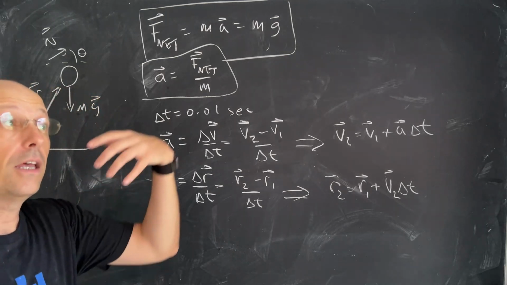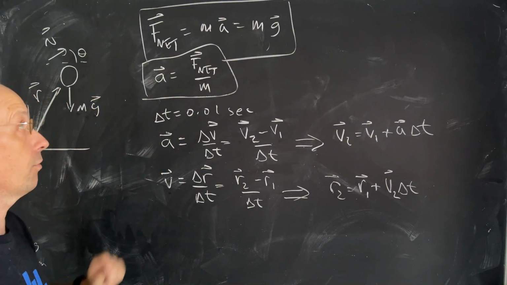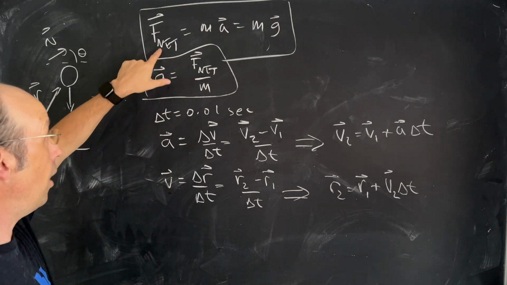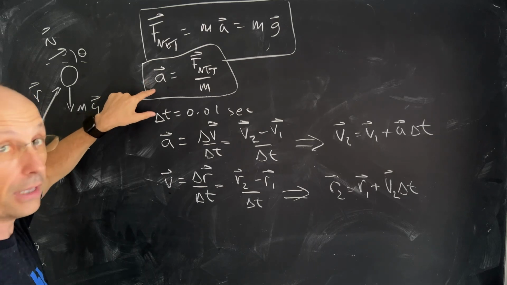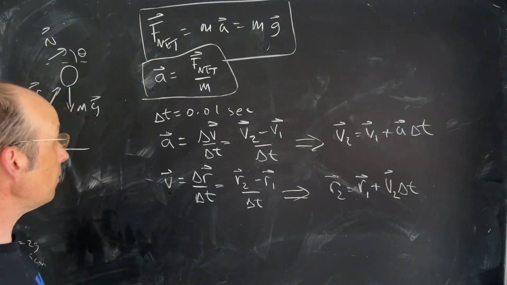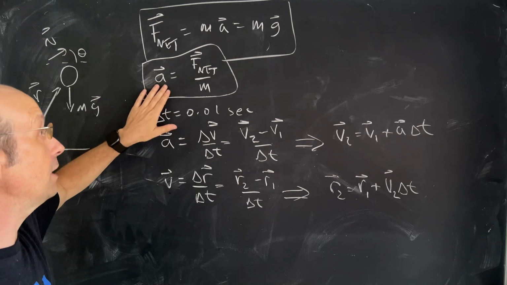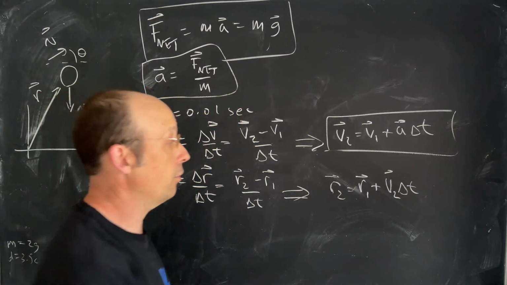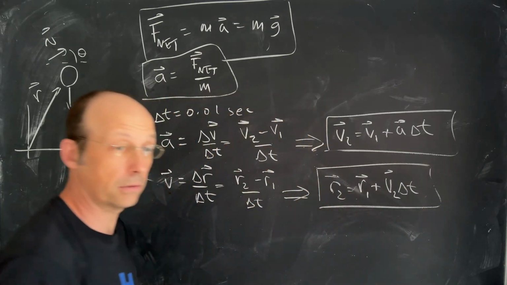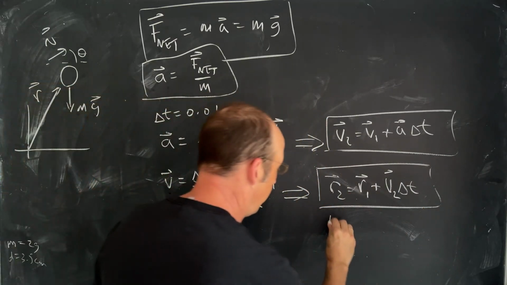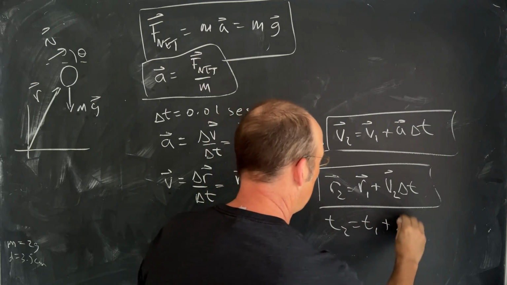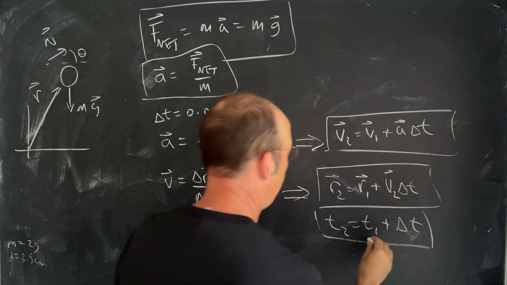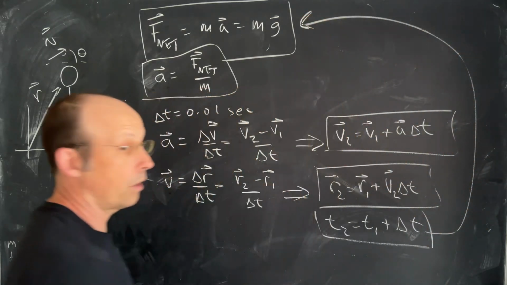Okay, so here's my numerical recipe. Break it into short time intervals. During a short time interval, I'm going to calculate the net force and use that to calculate the acceleration as a vector. And then once I have that, I'm going to use that acceleration to update the velocity. And then I'm going to use that velocity to update the position. And then I'm technically going to do this. t2 is t1 plus delta t. I'm going to update time. That just moves to the next time interval. And then I'm going to do it all again.